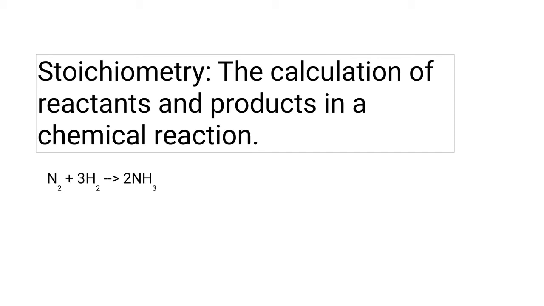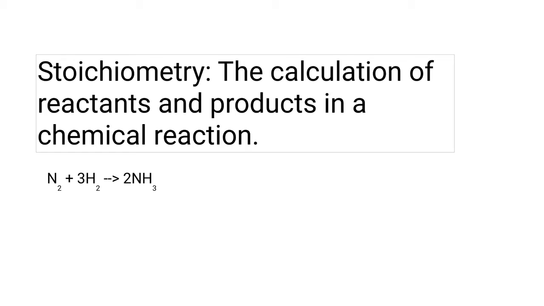If you look at this equation, we have the equation to make ammonia. So in this equation, you see here we have N2, which is nitrogen, plus 3H2, which is hydrogen gas. The arrow says it produces, which is also called a yield arrow, and it yields 2 NH3, or 2 moles of NH3, which is known as ammonia. So this is the equation to make ammonia.